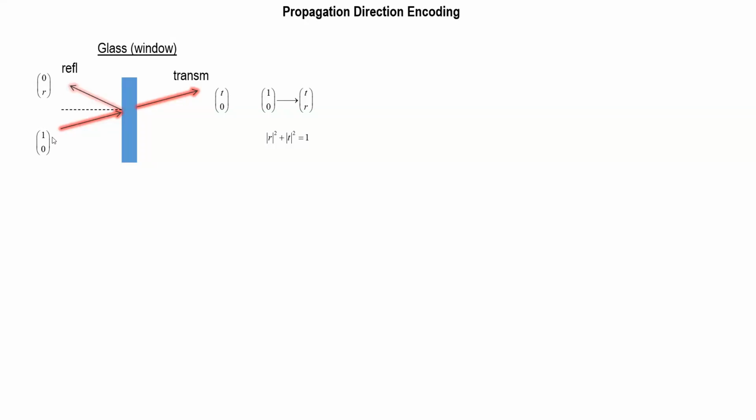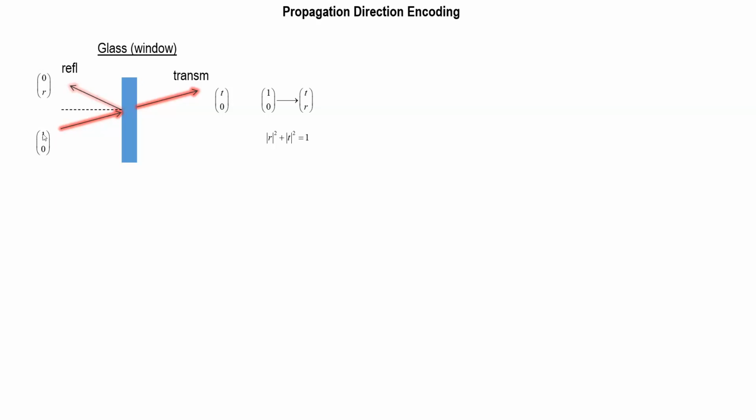In terms of vectors, or states in the vector representation, we might say that in the input we have the normalized vector (1, 0), where the first element corresponds to the propagation from left to right, and the second one corresponds to propagation from right to left.